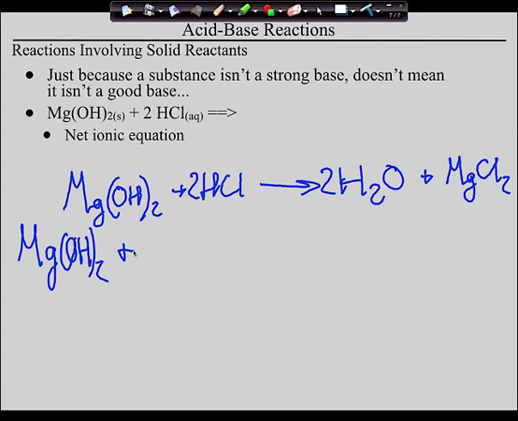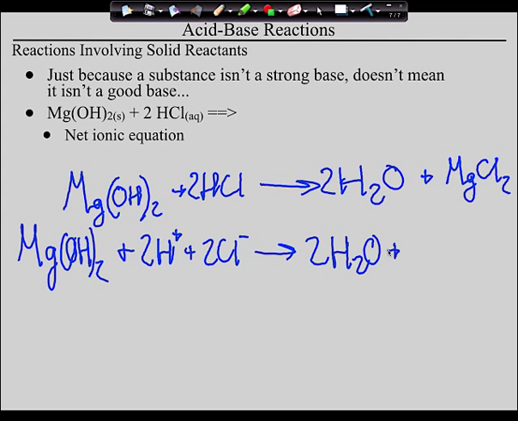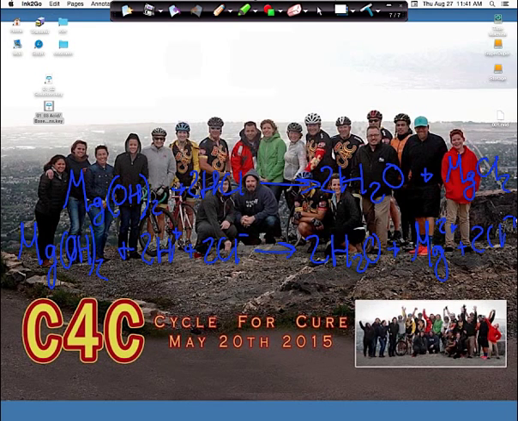Now what about HCl? Does it ionize in water? Sure. So 2 protons and 2 chlorides. Now what about water? Does water ionize in water? No. And then what about MgCl2? Does it ionize in water? Is it soluble? All halides are soluble unless bonded to silver, lead, or mercury, and that's not this. So this would be Mg2+ and 2 chlorides, Cl minus.